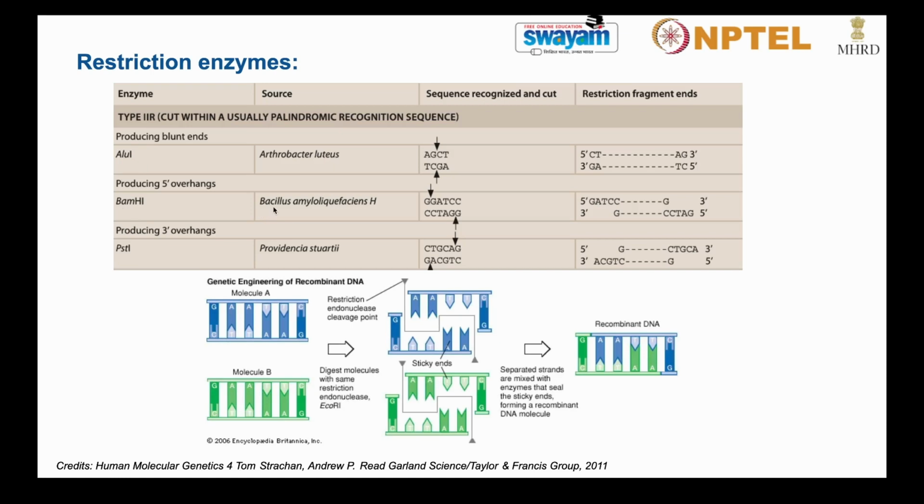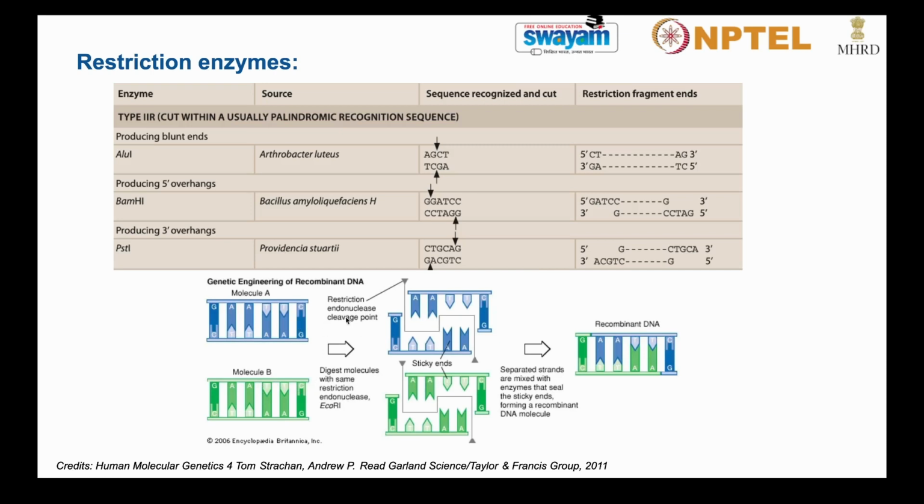Similarly, BAMH1 has got its name from Bacillus amyloliquefaciens H. So B from the genus and AM from the species and H from here, and then 1 is the serial number. Then comes PST1, which produces 3' overhangs. It is obtained from Providencia stuartii. So in this way, it has got its name as PST1. And here I have shown you these two molecules, and this is the palindromic sequence.